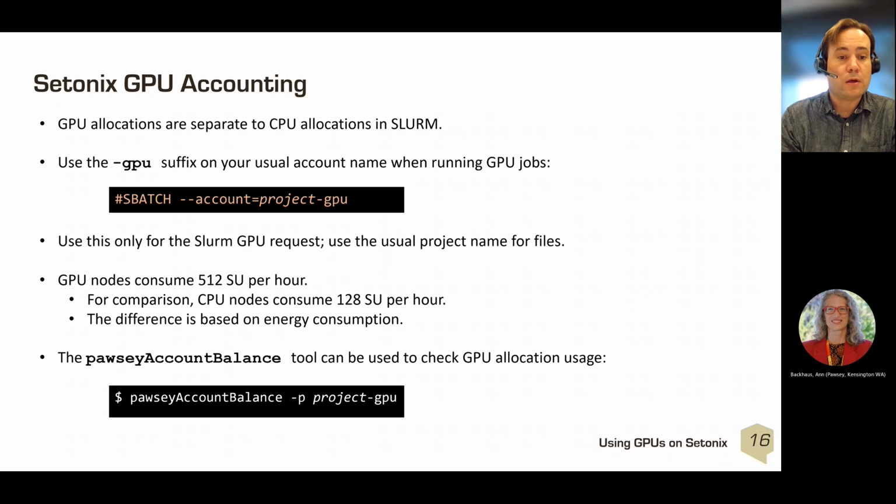It's also worth noting that the GPU nodes consume 512 SU per hour, which is 4 times the amount that the CPU nodes consume, and this corresponds to the difference based on the energy consumption. Finally, to look at the GPU allocation usage, you can use the Pawsey account balance tool in a similar manner to your existing CPU allocations.